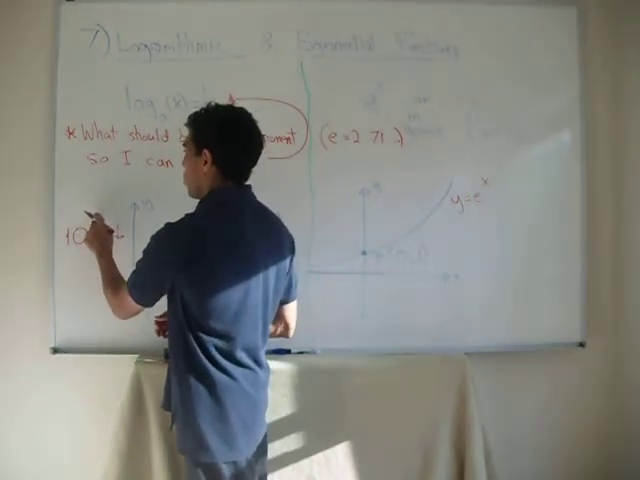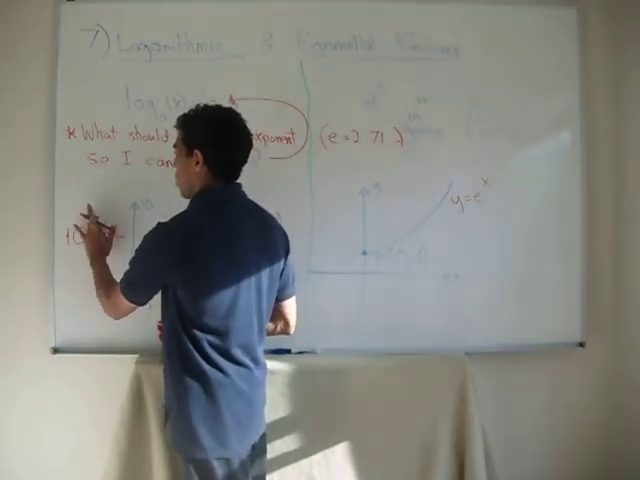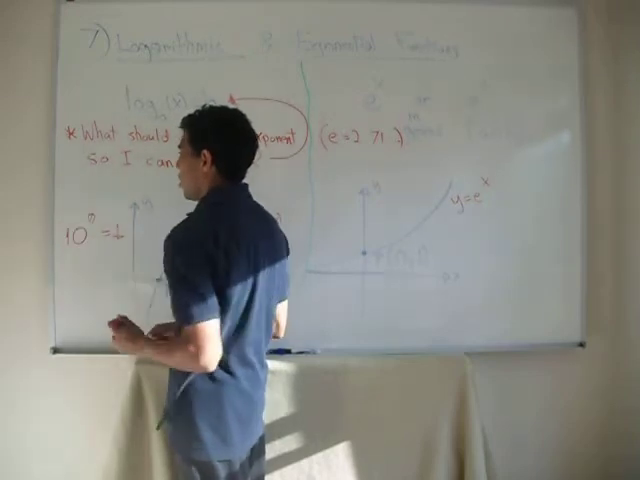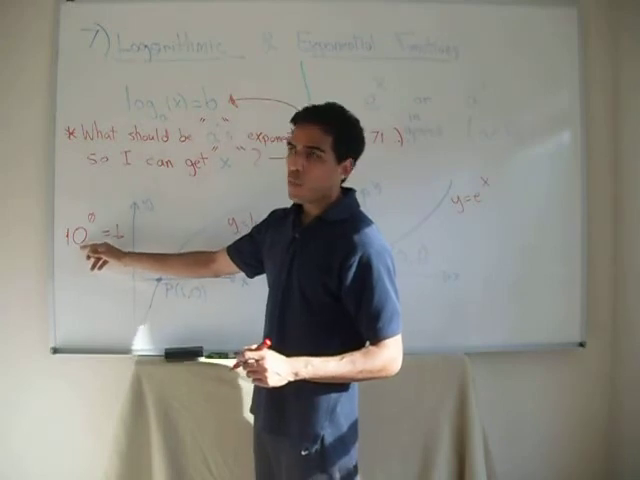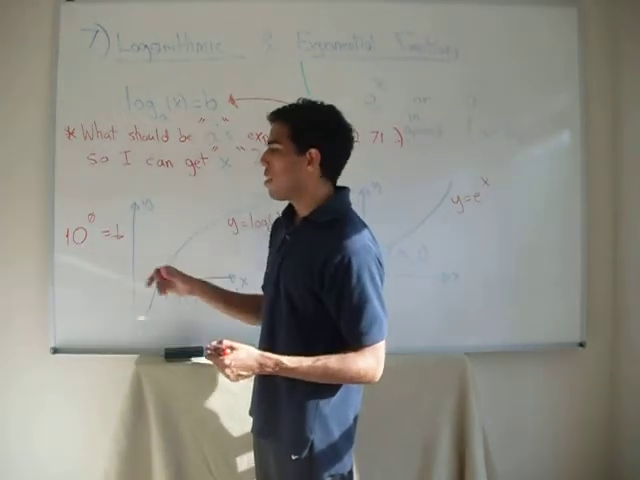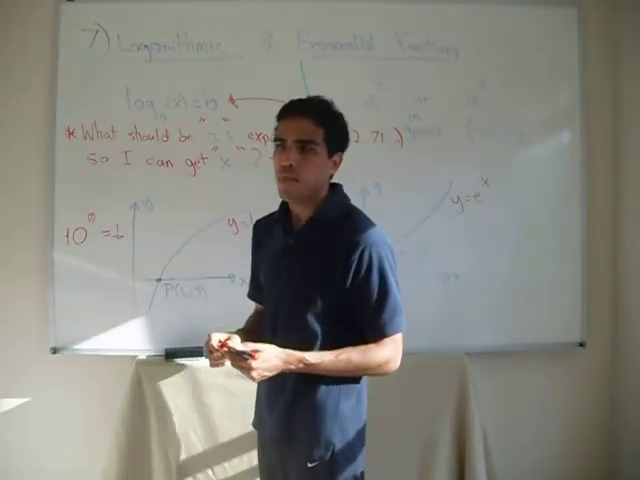Anything raised to 0 is 1. Oh, that 0 ended up pretty ugly. Okay? What should a's exponent be so that I can get 1? 0. That's the question that is being asked, okay?